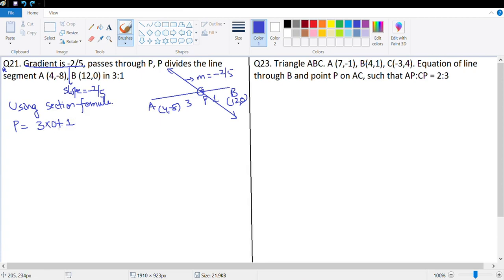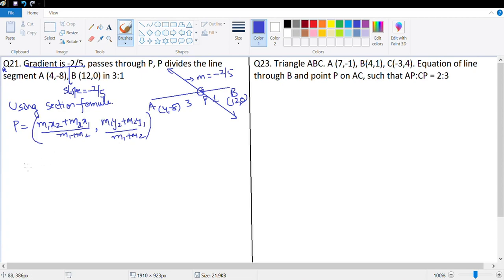I was trying to figure out the y coordinate first. I don't know why. So let's check. Let me just write it in case I get confused again. The x coordinate is m1 x2 plus m2 x1 upon m1 plus m2, and the y coordinate would be m1 y2 plus m2 y1 upon m1 plus m2.